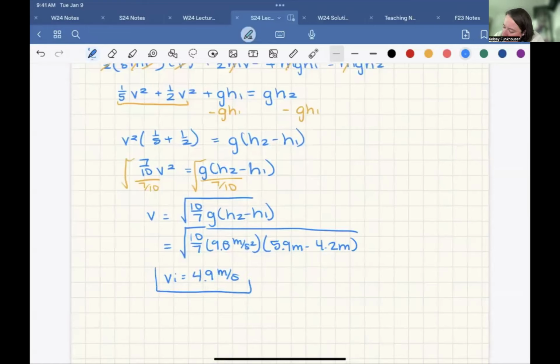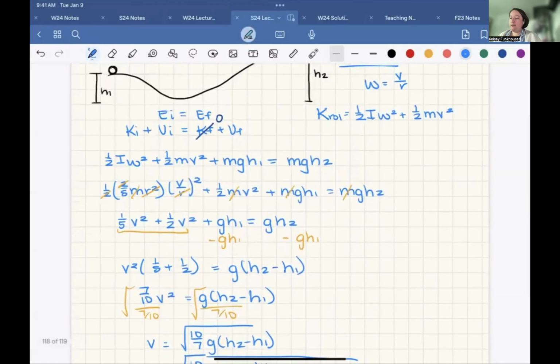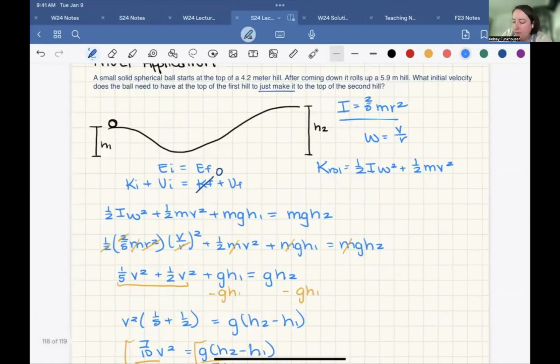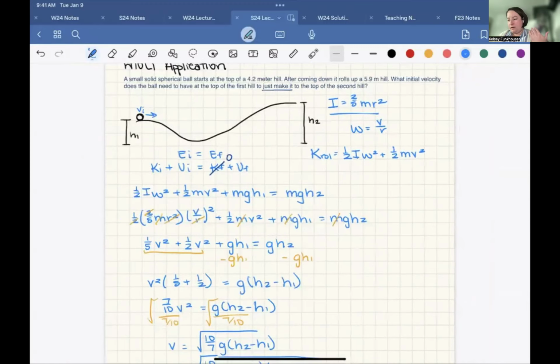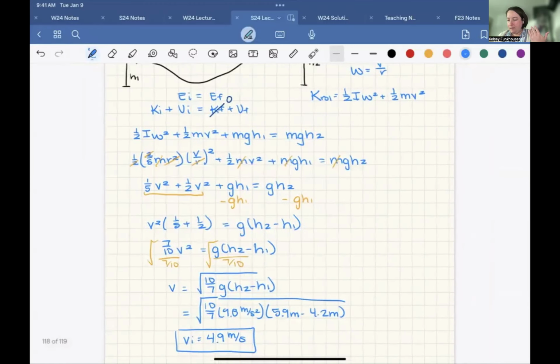So that's how fast the ball needs to be rolling on top of the first hill in order to make it to the top of the second hill. And the only tricky thing here is that you have to remember that this is rolling motion. So we have to use this kinetic energy equation, you can't just use 1/2 mv squared. You will not get the right answer.